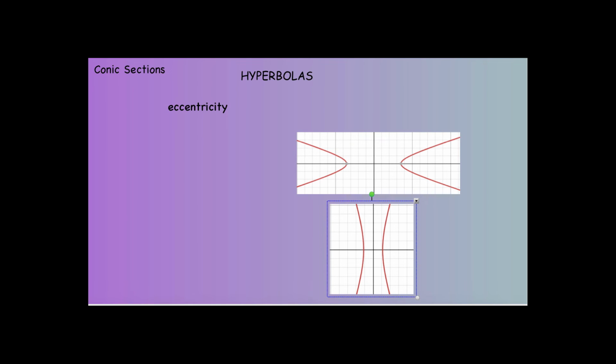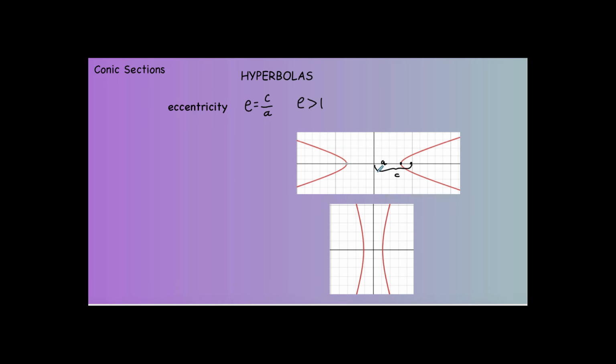Eccentricity is also present in hyperbolas, and it has the same definition that it had for ellipses. Eccentricity is c over a. But because of the way hyperbolas are drawn, eccentricity is always bigger than 1, because c always has to be bigger than a. Right? Here's an a, this distance, and c is this distance. So c always has to be bigger than a.